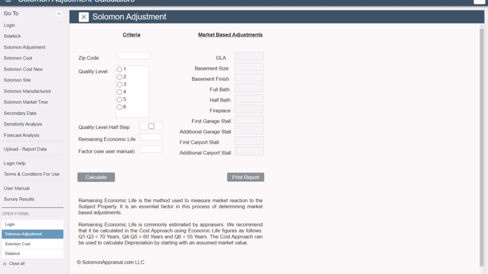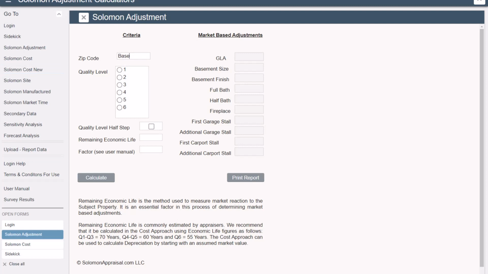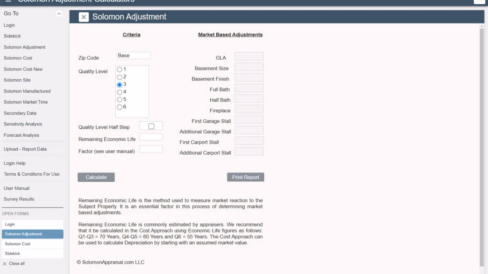Enter the subject zip code top left. If you want to eliminate the published zip code multiplier from the calculations, enter the word base for base cost. Choose the subject quality rating. If quality falls between 3 and 4, click 3 and then the quality half-step box. Enter remaining economic life.